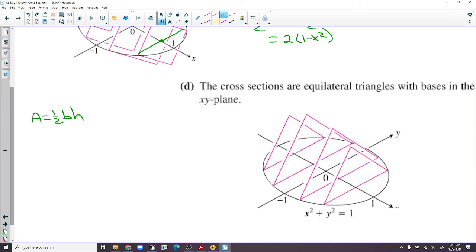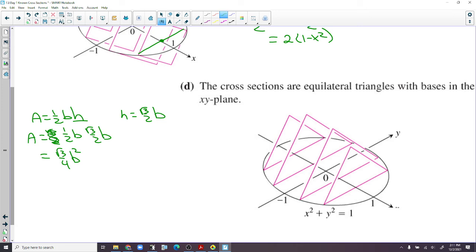So 1/2 base times height, right? That's where you start. You start with the formula for the cross-sectional area of the shape that we have. There's a triangle. And we said that h is square root of 3 over 2 times the base. So the area is 1/2 b times square root of 3 over 2 times b. That's h, right? So we have square root of 3 over 4 b squared.